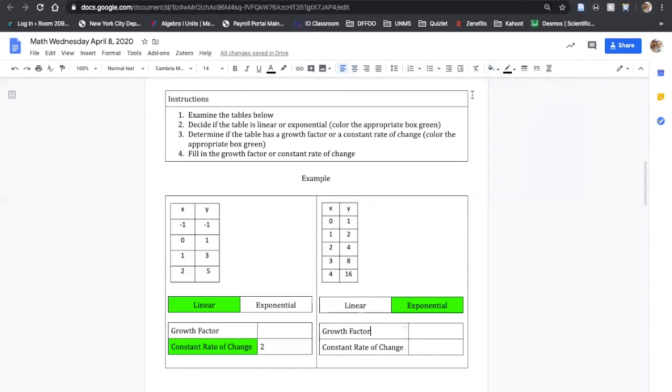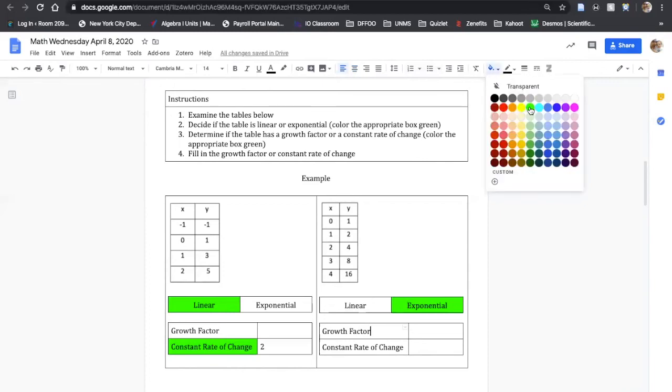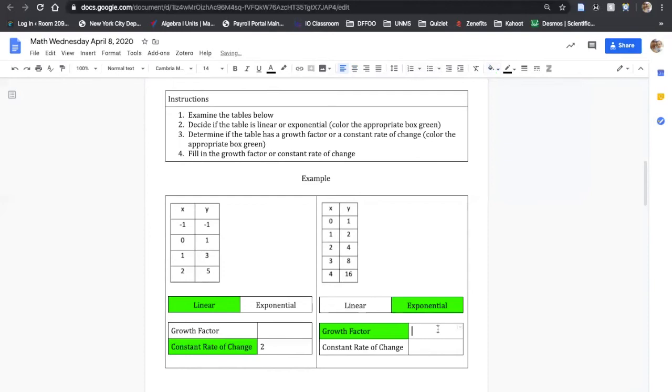Because it's exponential, I'm talking about a growth factor. So we're going to make growth factor green. And again, I want to figure out what am I multiplying by to go down this column, right? So 1 multiplied by 2 gets me to 2. 2 multiplied by 2 gets me to 4. 4 times 2 gets me to 8. So our growth factor here is 2 because we're constantly multiplying by 2.